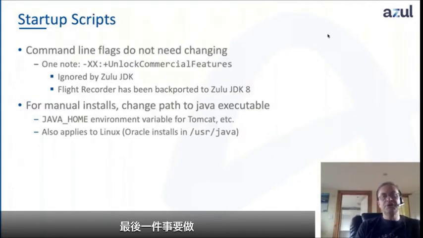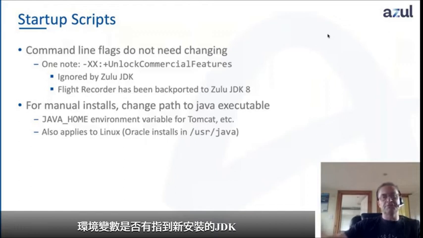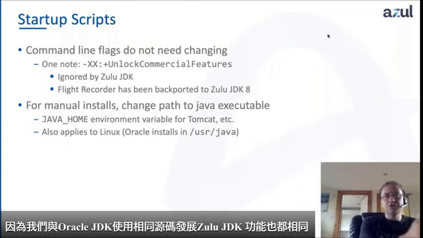Then the only other thing that you need to do is check whether there's anything in terms of changing environment variables to point at where the new installation is. From a command line flag point of view, there's nothing to worry about. We build from the same source code, so all of the flags that you have supported on the Oracle JDK, with one exception, are supported on Zulu JDK.